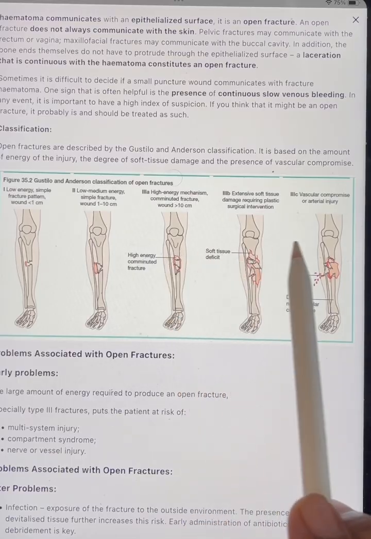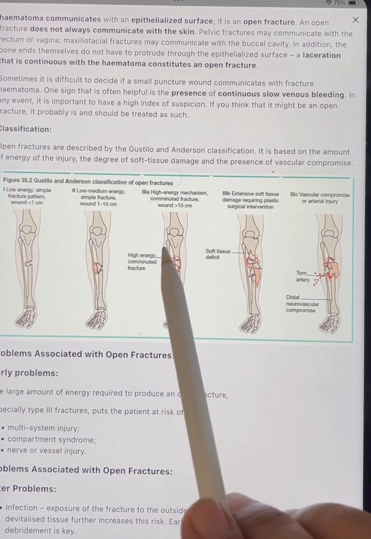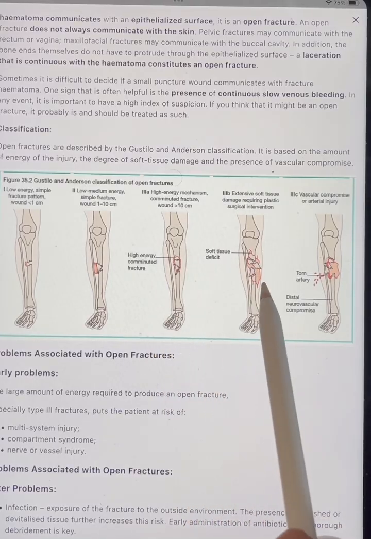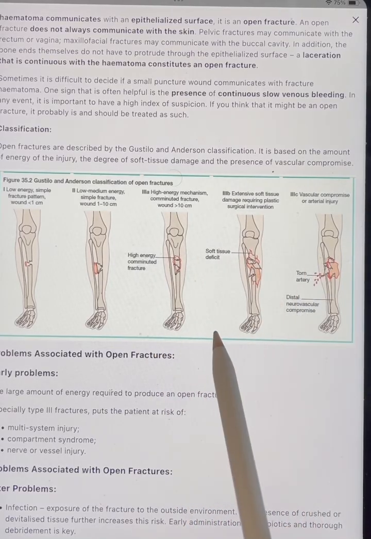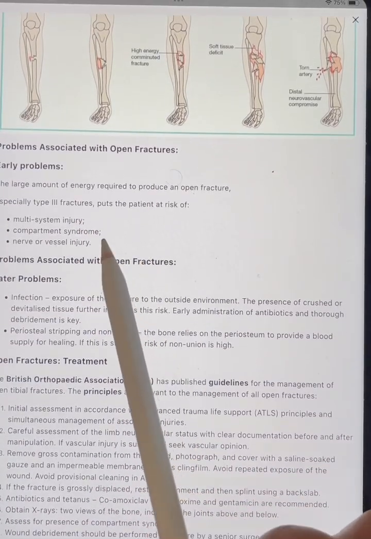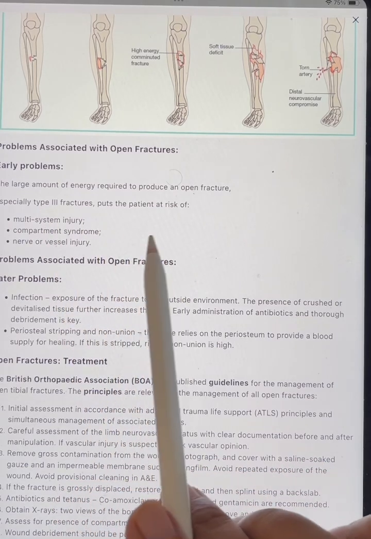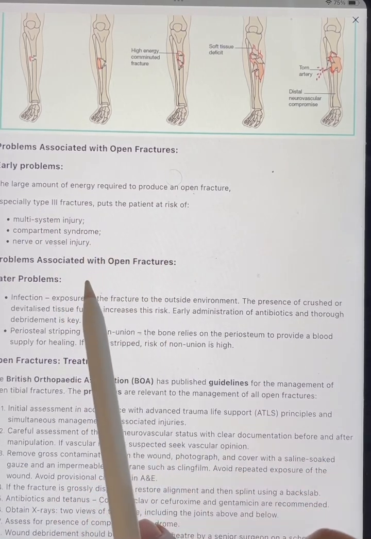Type 3, with A, B, C, is high energy impact with much skin injury. In type 3 there is loss of soft tissue, and in the next there is vascular injury. Problems associated with open fracture: early problems, immediately. A large amount of energy is required to open fractures, especially type 3 fractures. Patients are at risk of multi-system injury, compartment syndrome, and nerve and vessel injury.